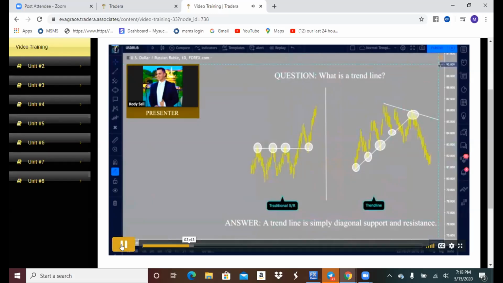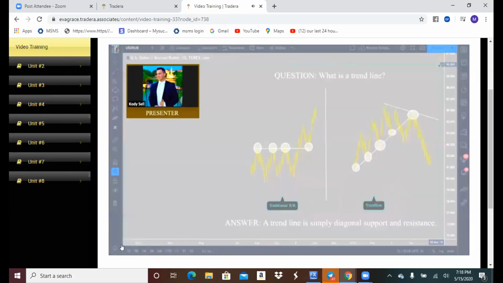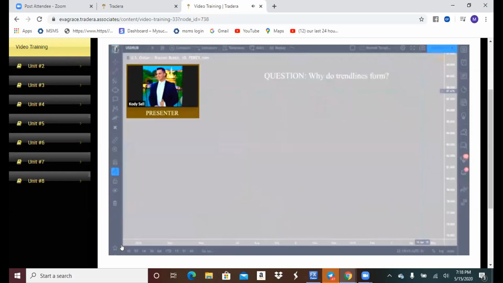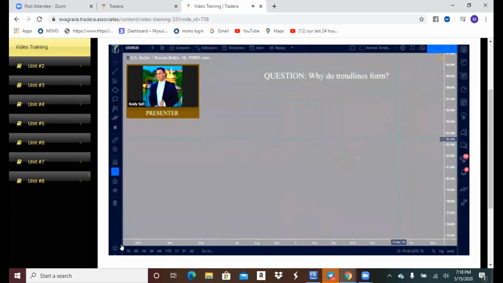So now that we know the core basics as to what a trend line is and how it works, we need to understand conceptually why they form so that we have confidence when we use them and put real money on the line. All right, so now our question is, why do trend lines form? Why should we rely on them for our analysis? So what we're going to do is draw an uptrend here for this example.